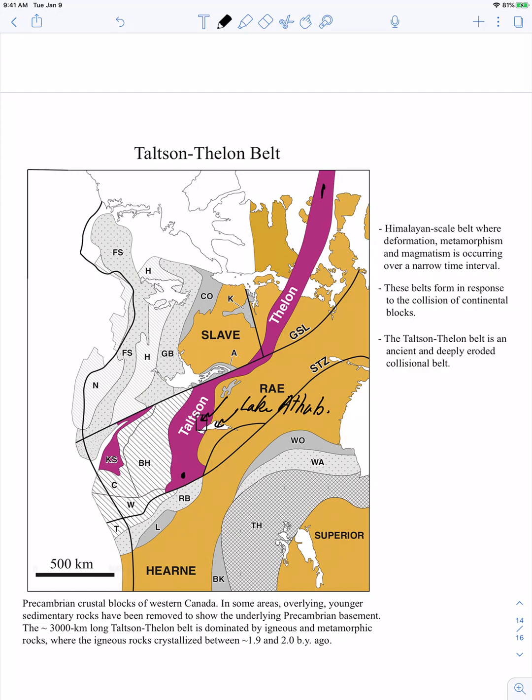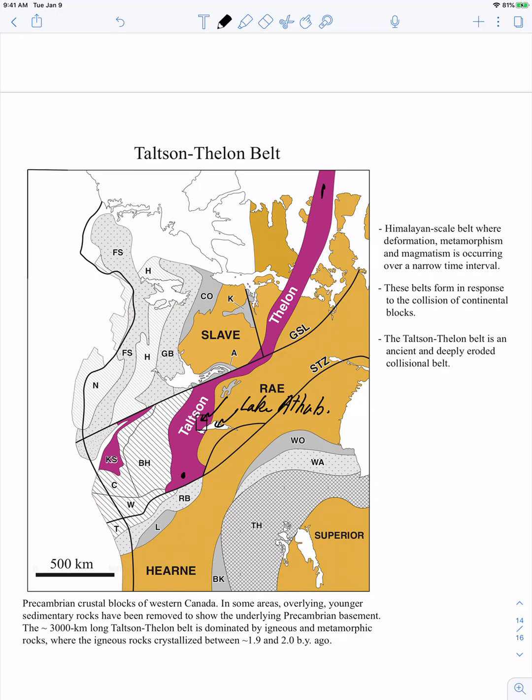However, as the Himalayan mountains have gone up, erosion is happening on the top and they're being eroded down. And if we wait some time, if we wait 50 million years, if we wait 100 million years, all of that stuff off the top will be eroded and the Himalayas will go back to normal crustal thickness. Given that the Taltson-Thelon belt is a very ancient belt, it formed more than 1.9 billion years ago, those erosional processes have had time to take place, and what we're seeing in the Taltson-Thelon is a deeply eroded version of either the Himalayas or that inboard mountain belt called the Tian Shan.